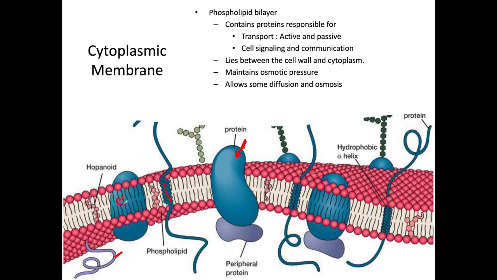And, of course, we have channels, which are proteins that allow for the transport of materials across the membrane. These proteins are transport, so we have both passive and active transport across cell membranes. And a lot of these proteins are also used for cell signaling and communication with other cells and the immune system. The cell membrane is found between the cell wall and cytoplasm of cells and maintains osmotic pressure. It's a semi-permeable membrane, so osmosis and diffusion do occur across the cell membrane.